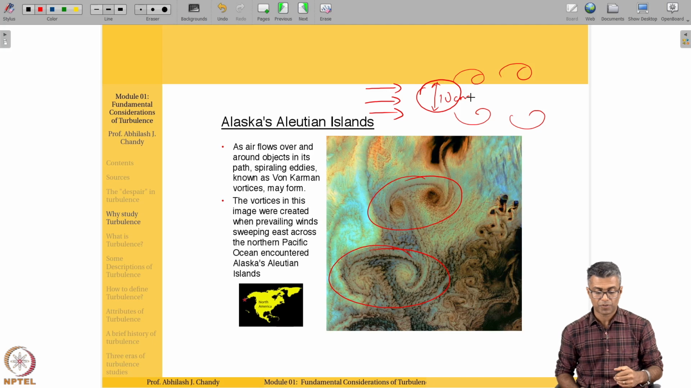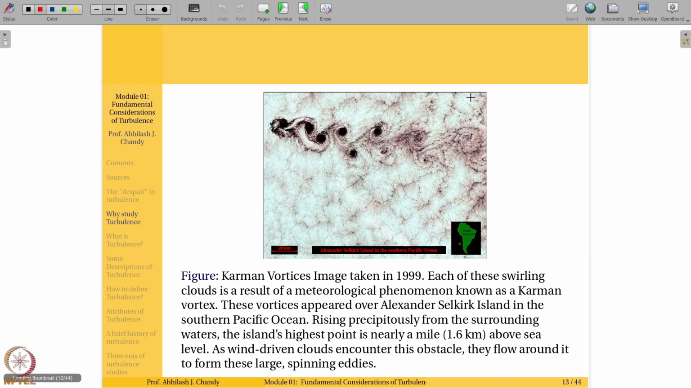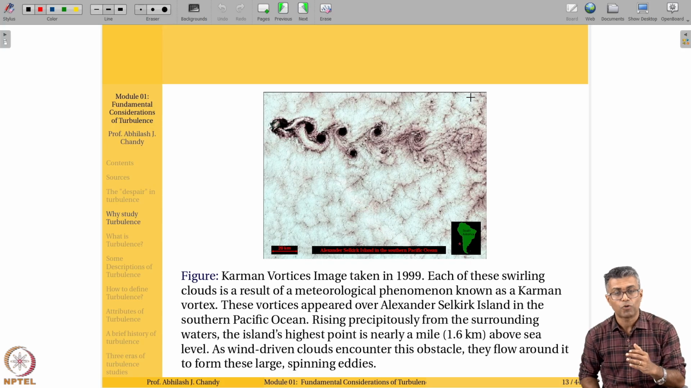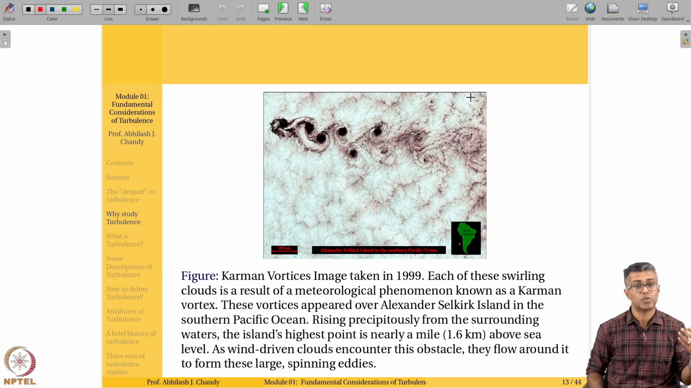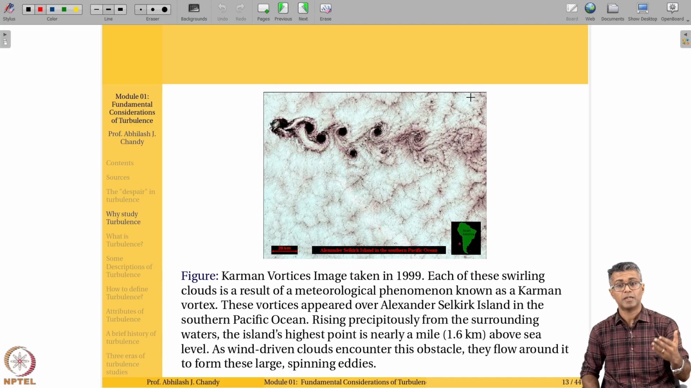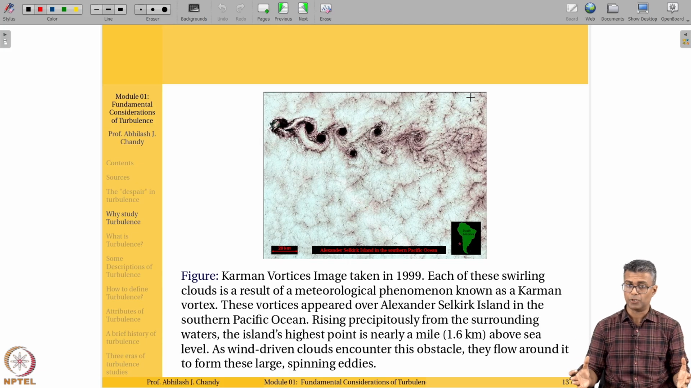So that's an example of something that you see in nature. One last example. These are von Karman vortices, an image taken in 1999. Each of these swirling clouds is a result of a meteorological phenomenon known as the Karman vortex. Okay, something that you see in engineering, something that you see in labs. This is seen in nature. These are all satellite images. So the scale is pretty large.